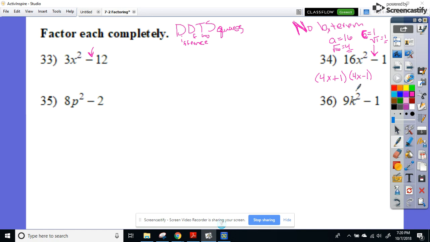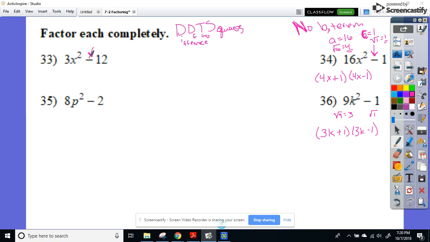The reason that these have to be different signs is because we have to multiply 2 things together to get a negative 1. A positive 1 and a negative 1 is how we're going to get that negative 1. 4 times 4 gives me 16. X times x gives me x squared. 1 times negative 1 gives me negative 1. It works that way every time. What's the root of 9? The square root of 9 is 3. The square root of 1 is 1. So this becomes 3k plus 1, 3k minus 1. Difference of 2 squares. Recognize it, because it should be super easy to factor.